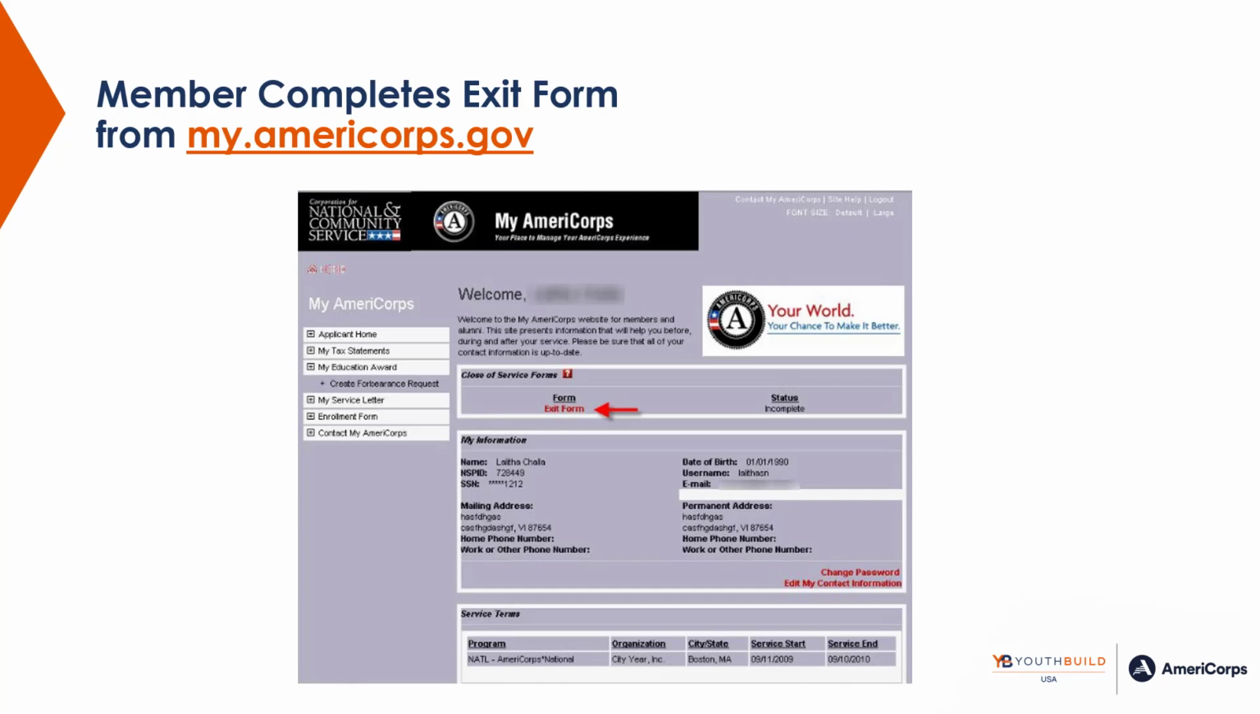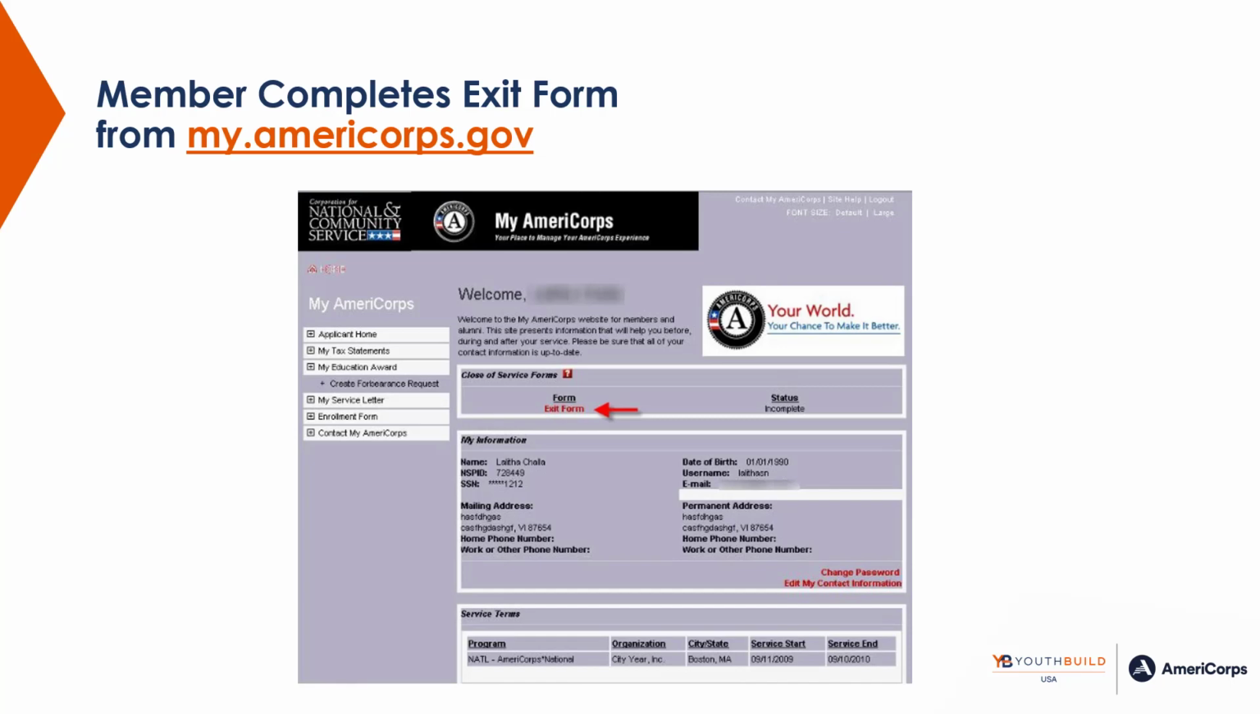So now we have to discuss getting that exit form I've mentioned several times completed. And this is where the member gets involved in the process. We've made sure that the exit form is available to them. Now we need to make sure that they complete it. When a member was first enrolled into eGrants, into AmeriCorps at the beginning of their term of service, they created an AmeriCorps account. As a reminder, this is essentially the member side of eGrants.